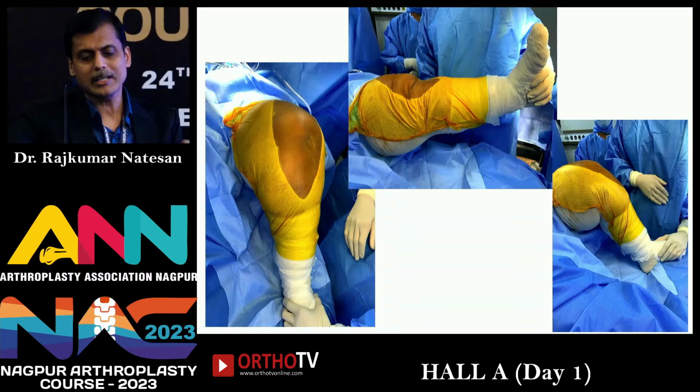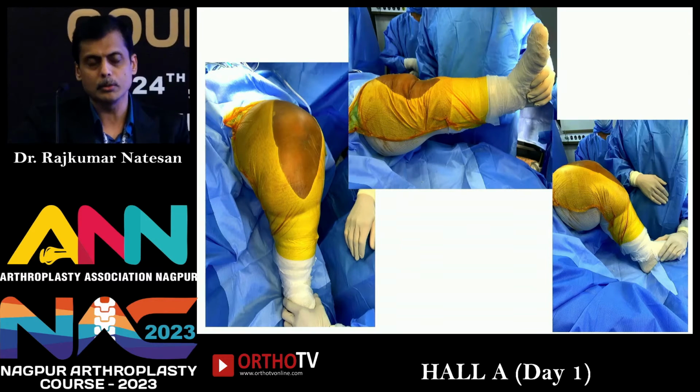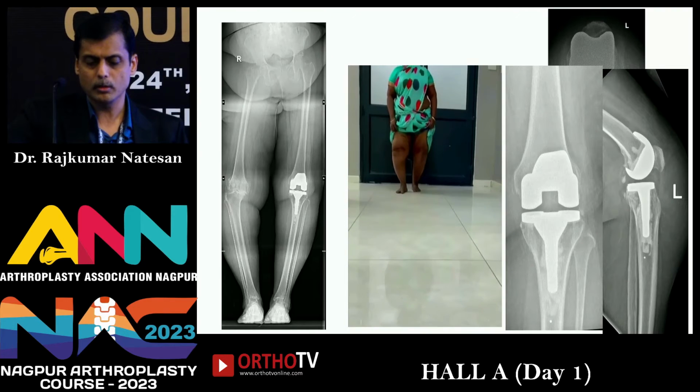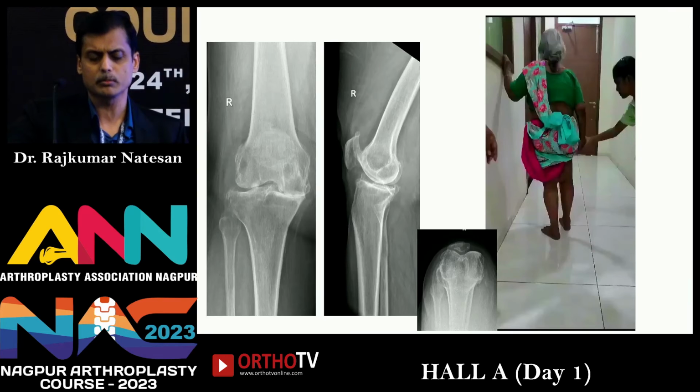This is a very classic case where you should think of augmenting with cement, particularly if there is minimal bone loss with osteoporosis. So again, I have done a short cemented stem with the minimal thickness of insert. This is the post-operative walking of the patient. Again, the right side was also done recently with the stem augmentation.